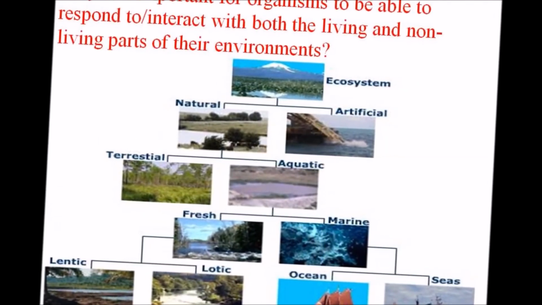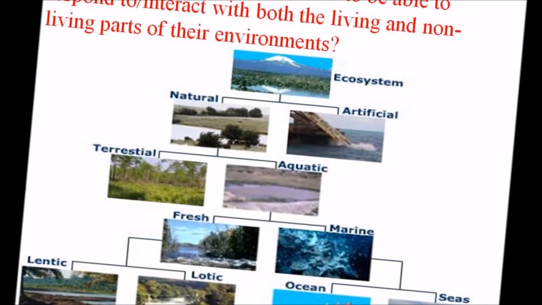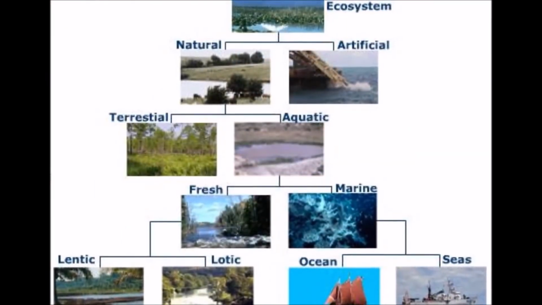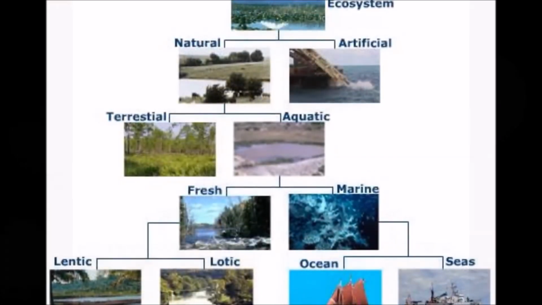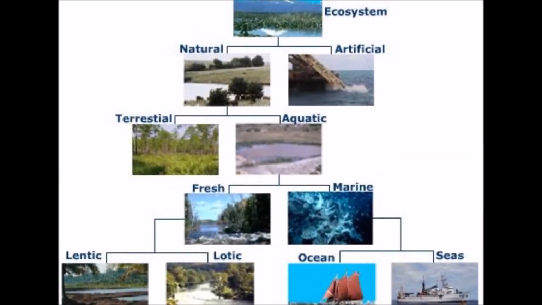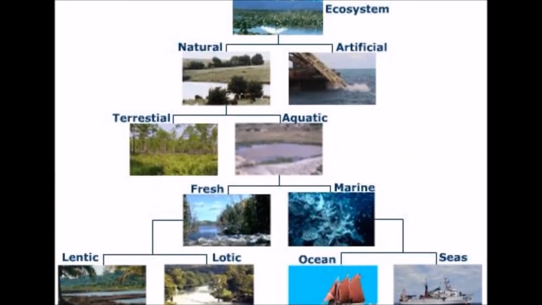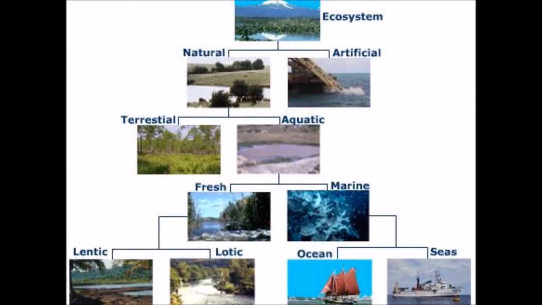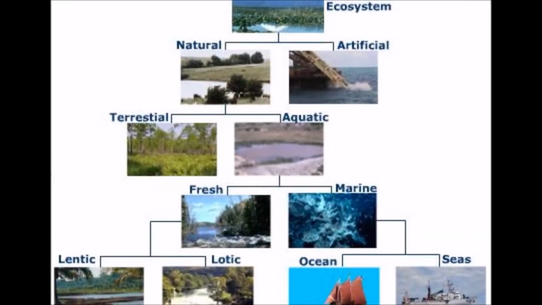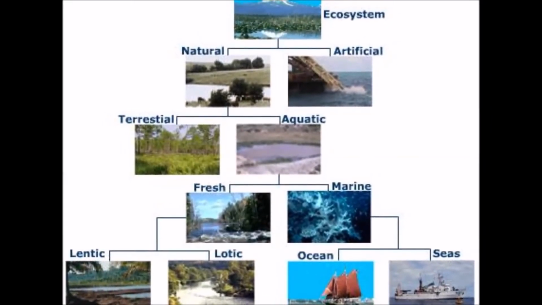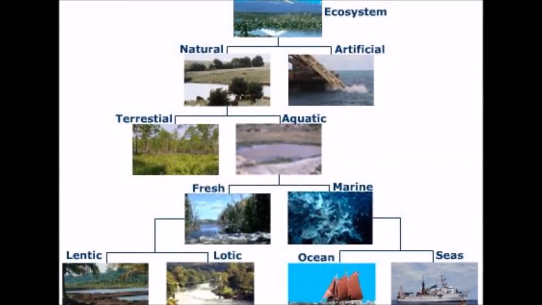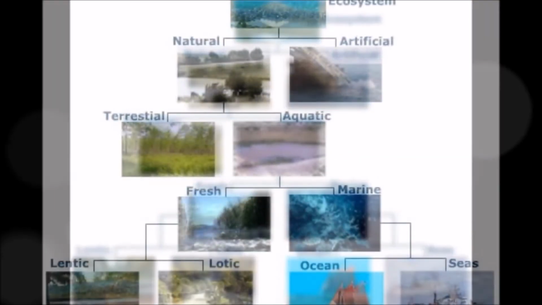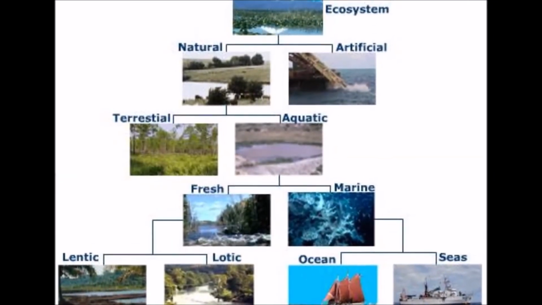Why is it important for organisms to be able to respond to or interact with both the living and non-living parts of their environment? For example, ecosystem. You have a natural ecosystem and an artificial ecosystem. In a natural ecosystem, you have a terrestrial or aquatic. In aquatic, you have a fresh and marine. In fresh, you have lentic or lotic. Or marine, you have ocean or seas. In any of these ecosystems, individuals live.